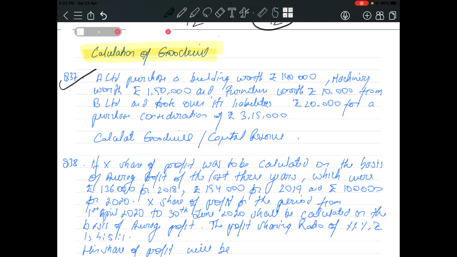Question number 37. A Limited purchased a building worth rupees 1,40,000, machinery worth rupees 1,50,000 and furniture worth rupees 10,000 from B Limited. A Limited is the buyer, B Limited is the seller. And took over its liabilities of rupees 20,000 for a purchase consideration of 3,15,000. Now what is the requirement of the question? Calculate goodwill or capital reserve. So we'll have to calculate goodwill or capital reserve.